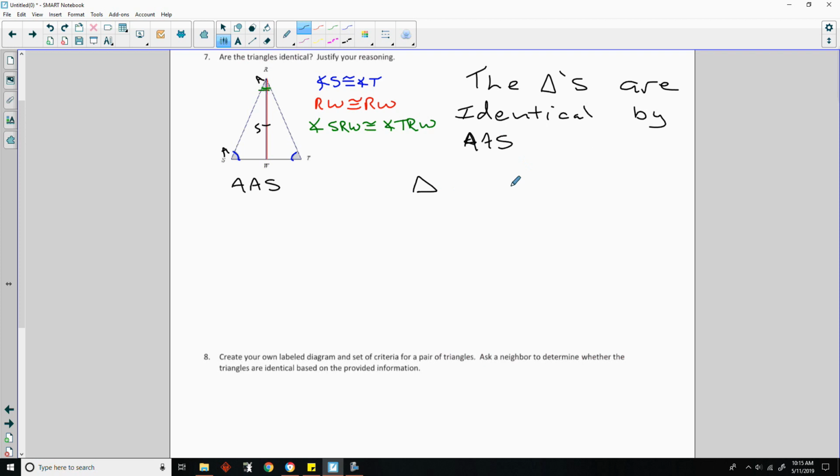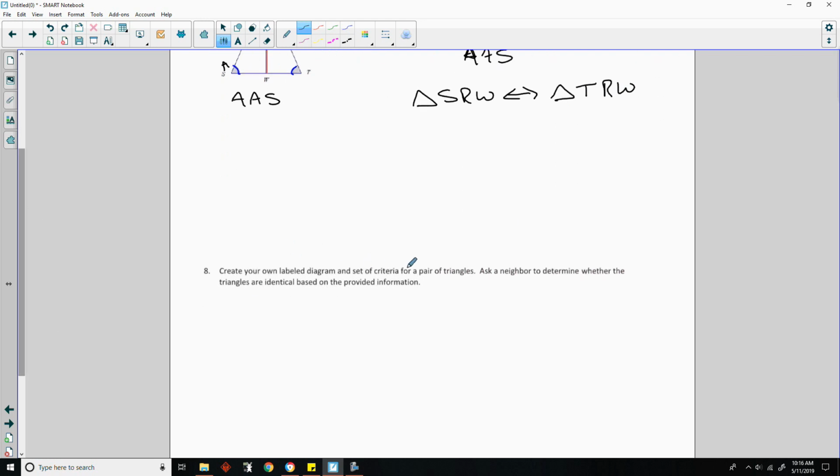And the triangle correspondence is triangle SRW. And again, the order does not matter in the first one, just have to follow what you put corresponding. So S corresponds to T, so T has to come first, then R, then W. Okay, number 8 says to create your own label diagram and set of criteria for a pair of triangles. Ask a neighbor to determine whether triangles are identical based on the provided information. So that is obviously an activity that you have to do in class, so I will not do that in this video.